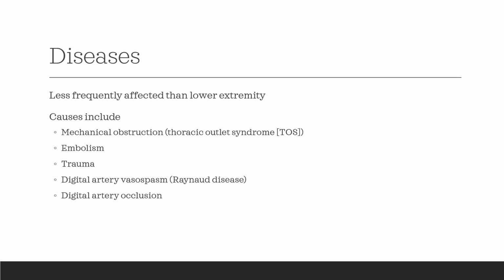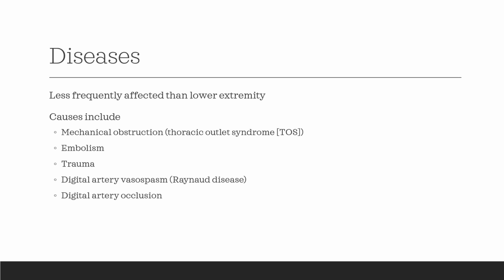One type of mechanical obstruction is known as thoracic outlet syndrome, which we're going to discuss multiple times throughout this lecture. Another cause of arterial issues in the upper extremity would be embolism, so a plaque that has dislodged or built up in a vessel and clogged the pathway of blood to proceed through that vessel.